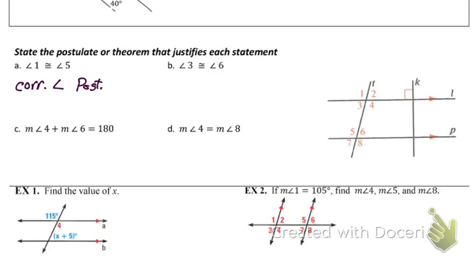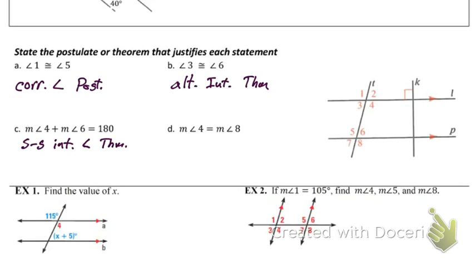Corresponding angle postulate. All right, the next one says angle 3 is congruent to angle 6. How do we know angle 3 is congruent to angle 6? What type of angles are 3 and 6? Alternate interior, so we're just going to put alternate interior. Was that a postulate or a theorem? It's a theorem. So we have alternate interior theorem.